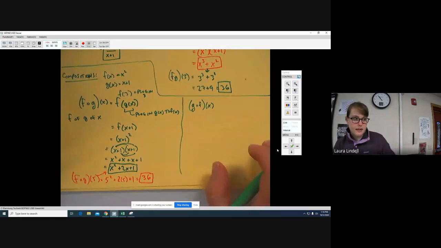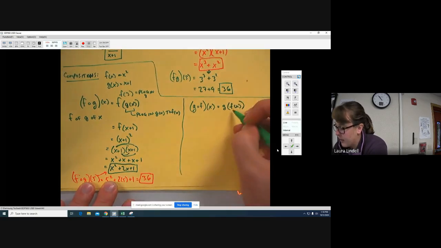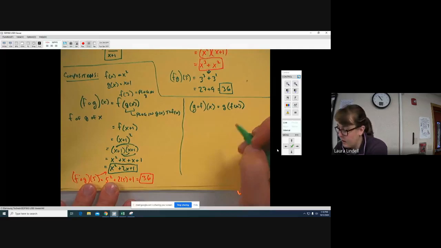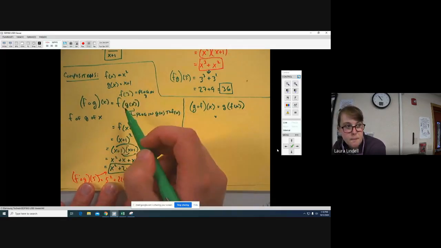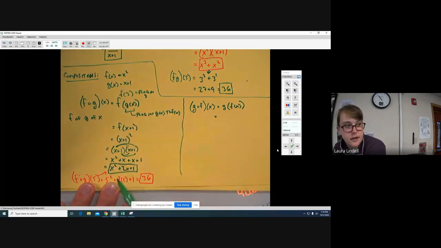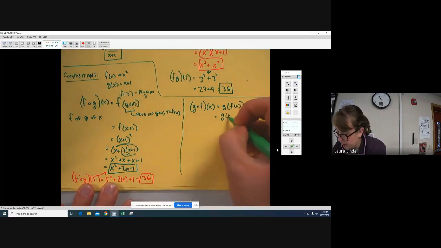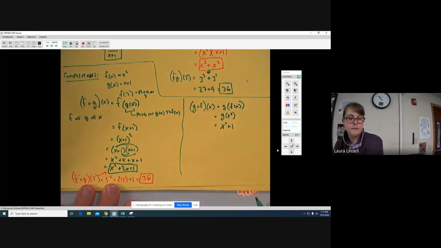Which is the same idea. It's g of f of x. So that means that we're plugging in f of x to the g of x function. And I know that g of x is x plus 1. So I'm taking x squared and plugging it in to x plus 1. It's the same as g of x squared, which would be just x squared plus 1 then.